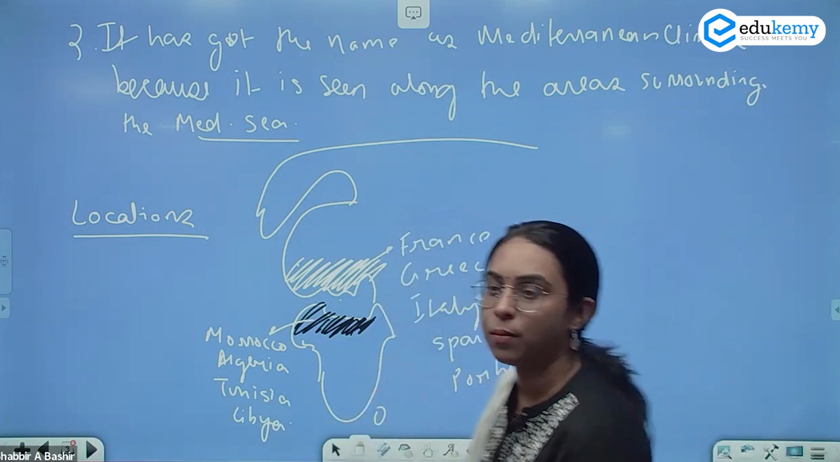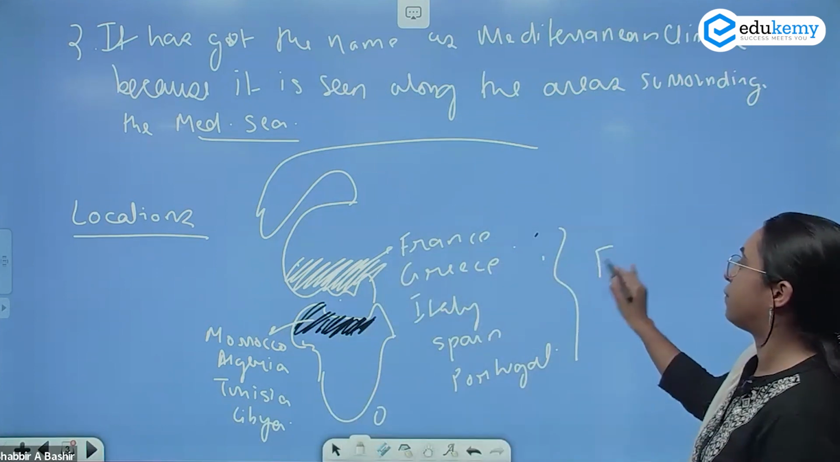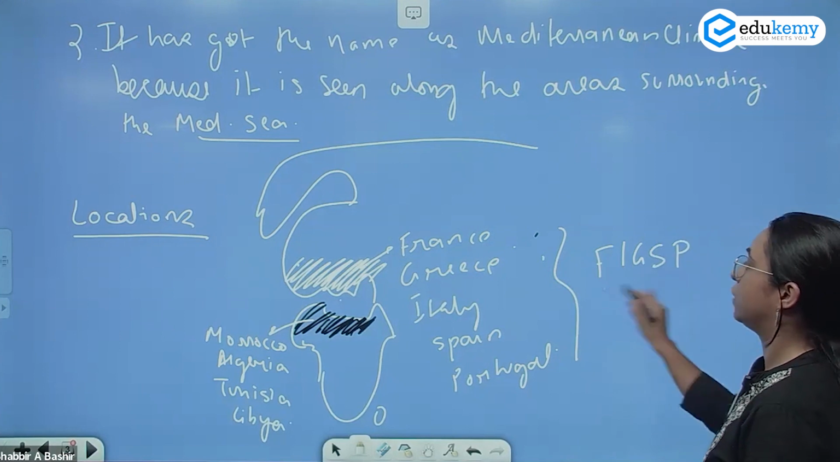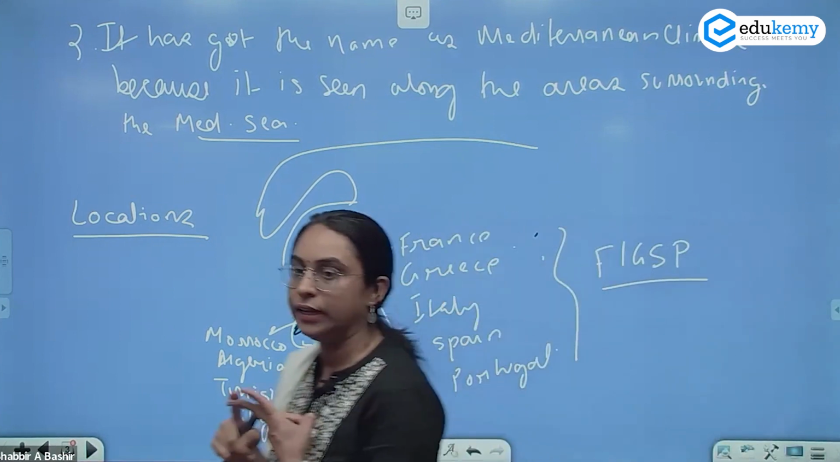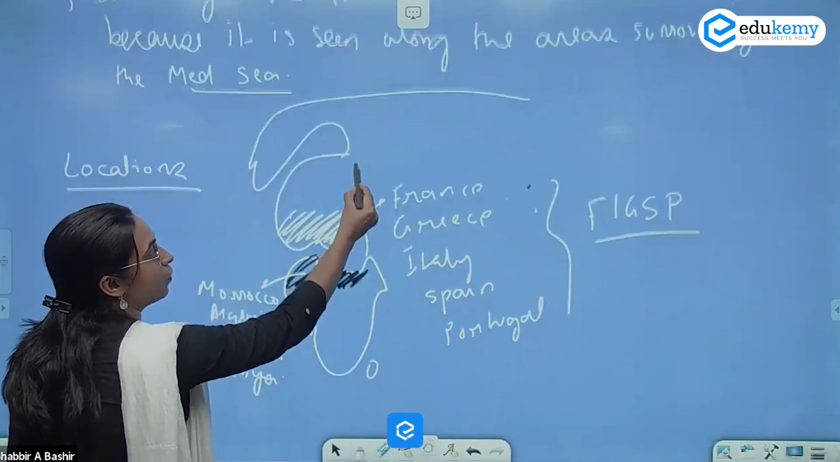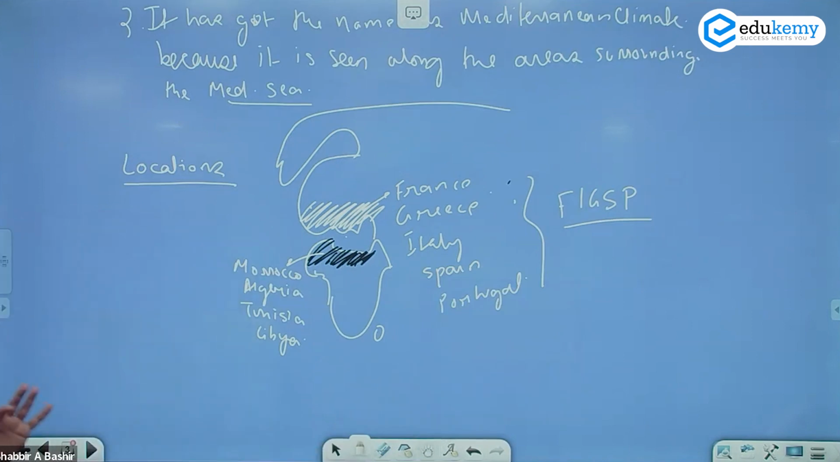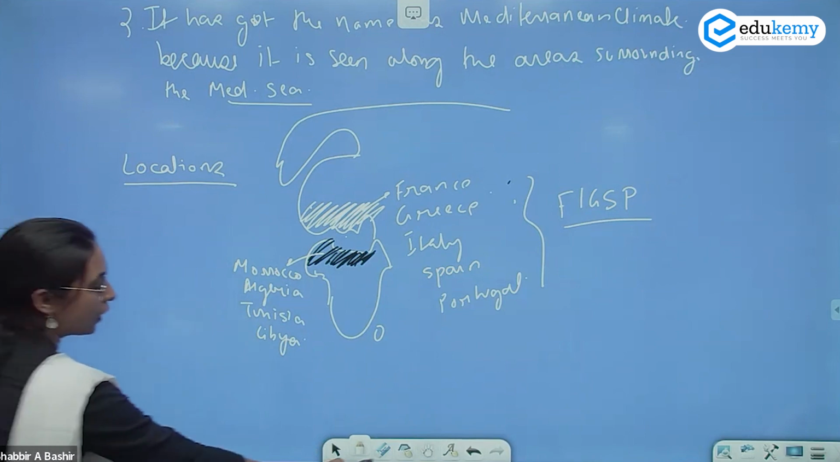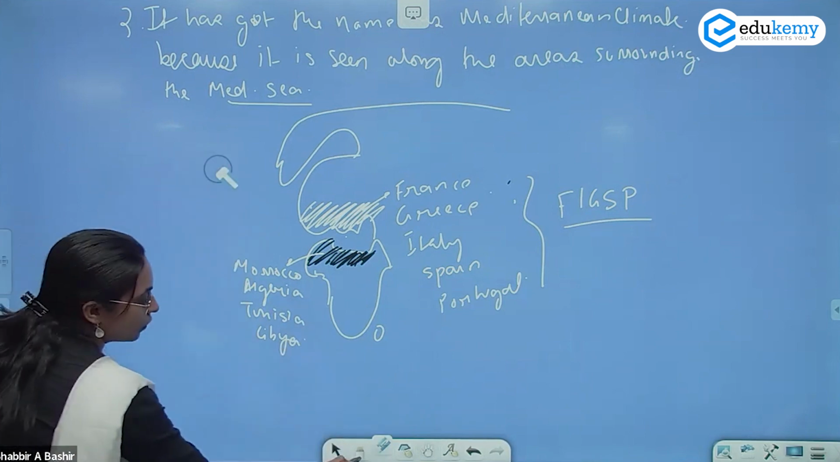How do you remember it? You can write like this: FIGSP. France, Italy, Greece, Spain, Portugal. This is the major region where the Mediterranean type is found, but it is also found at other locations in the world.